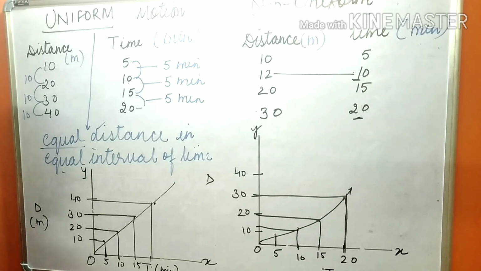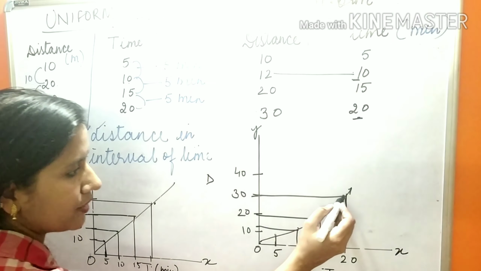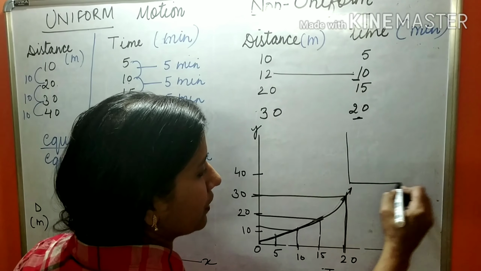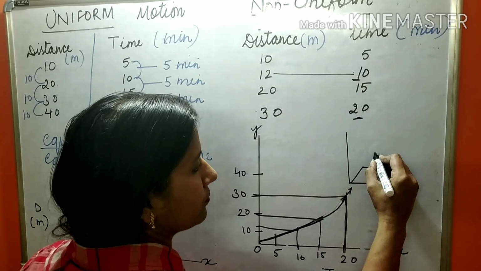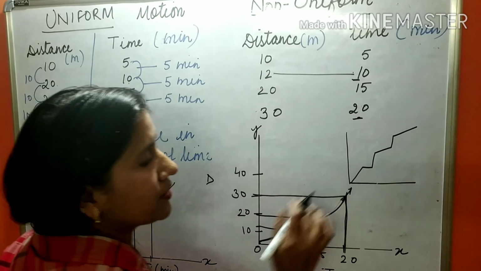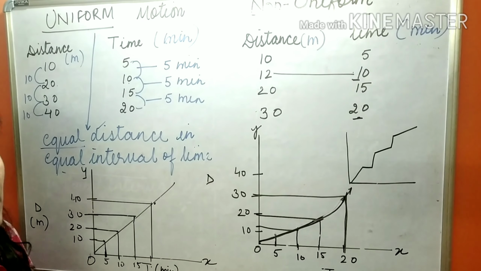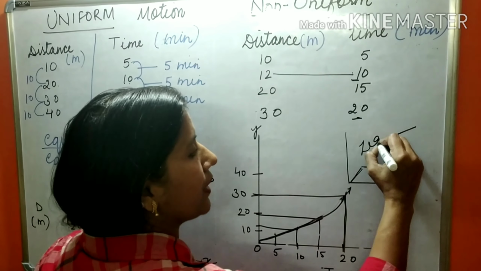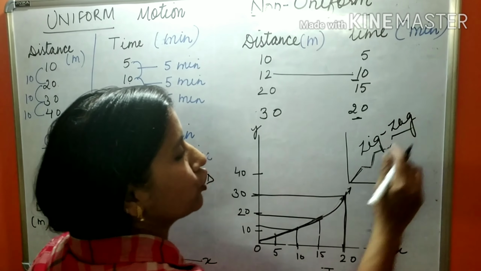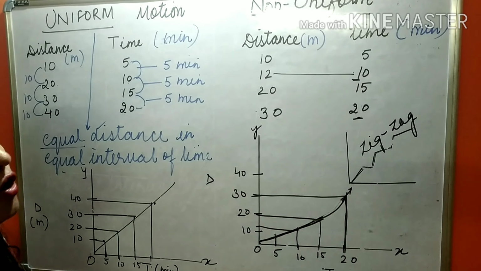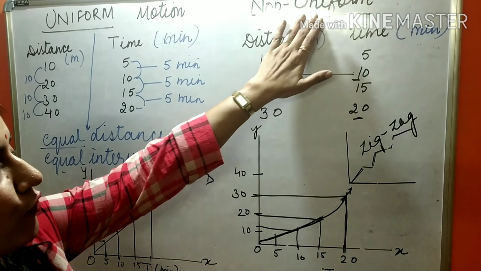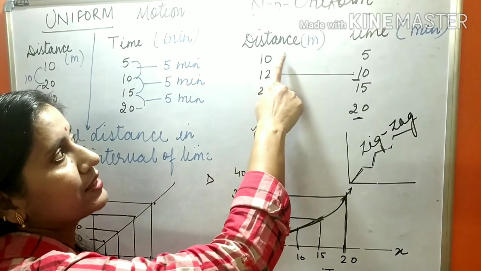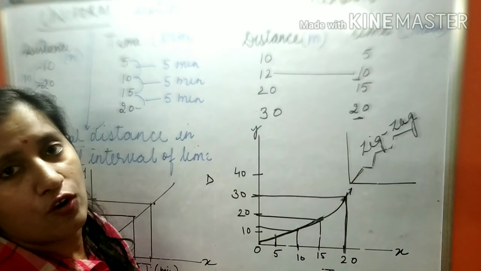So can you see it? It is a little bit curved graph, or at times the graph is like this. They all are non-uniform graphs. So this type of zigzag graph shows the non-uniform motion. So what is non-uniform? Non-uniform means the object is not covering distance in equal interval of time.